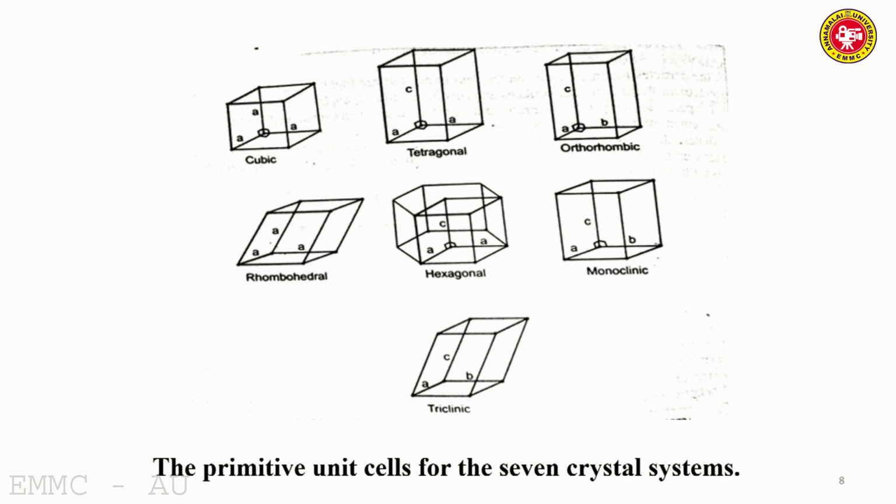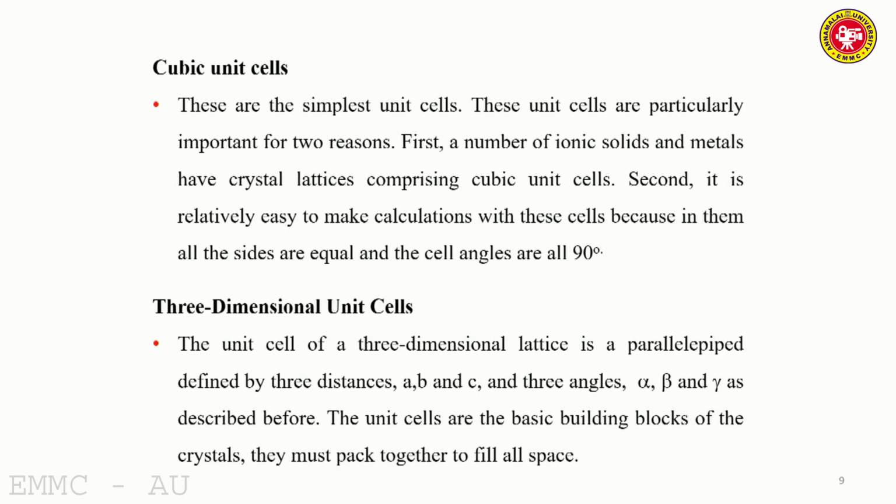These are the 7 types of unit cell: primitive unit cell, cubic, tetragonal, orthorhombic, rhombohedral, hexagonal, monoclinic, triclinic. Cubic unit cells are the simplest unit cells. These unit cells are particularly important for two reasons. First, a number of ionic solids and metals have crystal lattices comprising cubic unit cells. Second, it is relatively easy to make calculations with these cells because in them all the sides are equal and the cell angles are all 90 degrees.